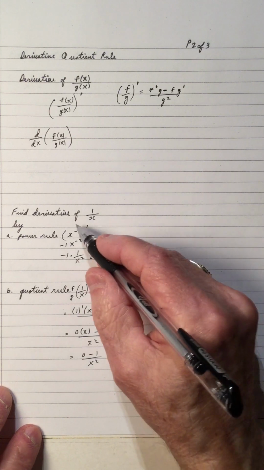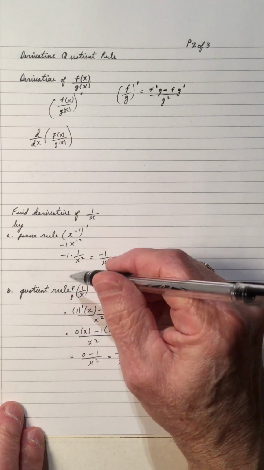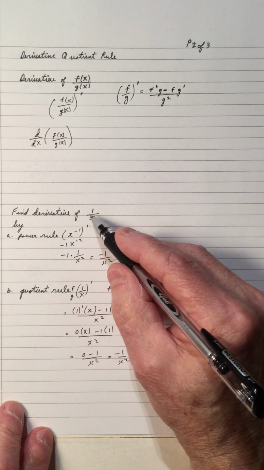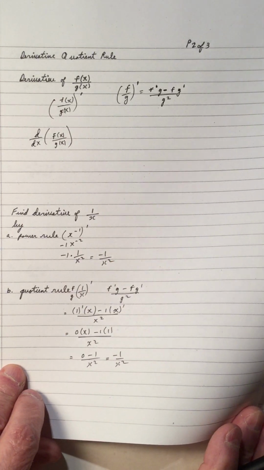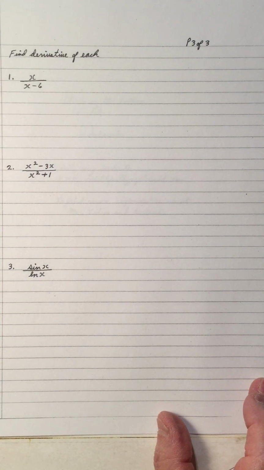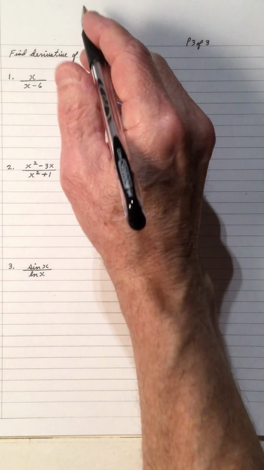So I did the derivative here by the power rule and by the quotient rule, and the other way to do the derivative of 1 over x is by the definition, using the limit. But we discussed that thoroughly previous to this. So let's do some examples. Find the derivative of each.